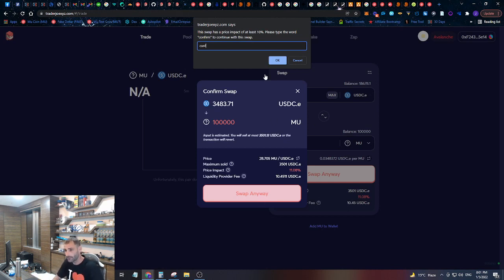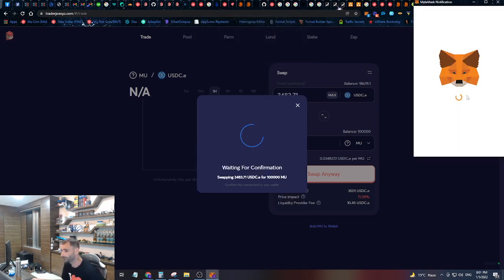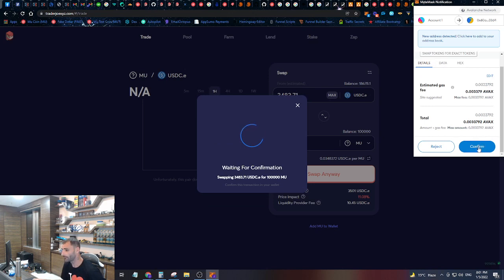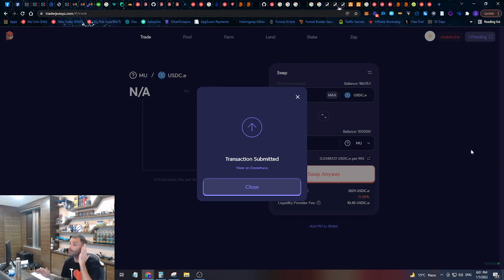It's going to ask us to confirm. So now we're going to go in and actually confirm. We have to pay a transaction fee. And just keep in mind, anytime you're interacting on the blockchain, there are transaction fees that you have to pay. So you want to make sure that you have some of the native token for that blockchain, in this instance AVAX, to be able to pay those transaction fees.